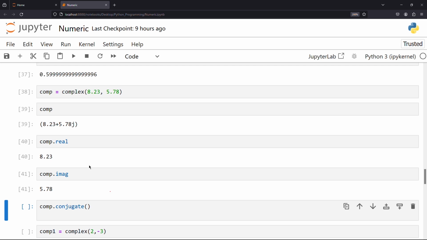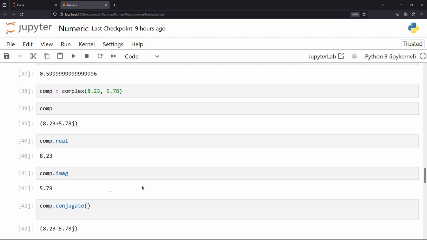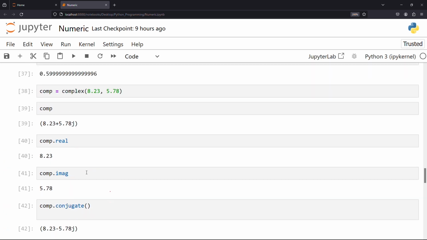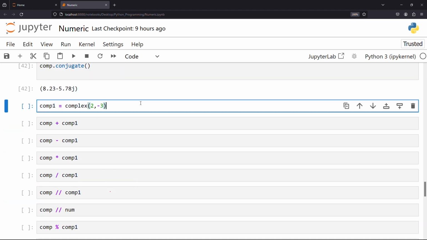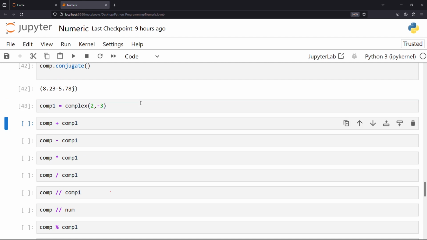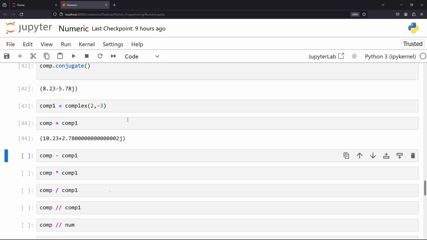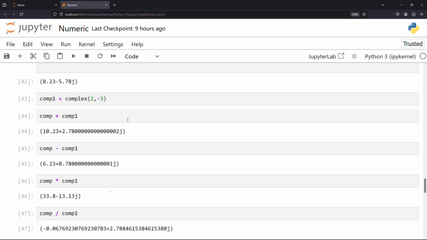So for this, the conjugate will be 8.23 minus 5.78. That will be the conjugate. Similarly, for any complex number, if you want to get the conjugate, you can use this function. And you can create another complex number like this, and on those you can apply operations such as addition, subtraction, multiplication, division.